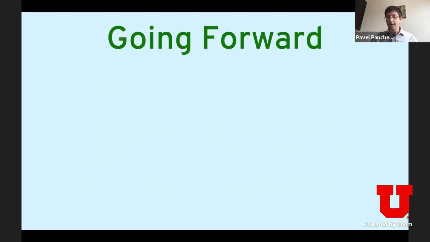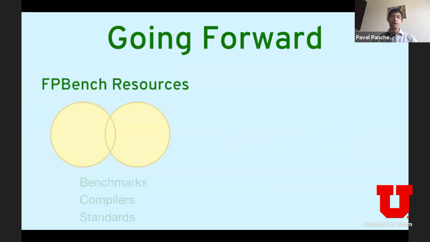This is the end of FP Talks, but it does not have to be the end of the small community that we've gathered here and the topics that we've discussed. As I mentioned, we've developed a bunch of resources under the FP Bench umbrella: the benchmarks, the compilers, and the standards. Any way that you want to make use of those, contribute new benchmarks, or participate in the standards would be fantastic.